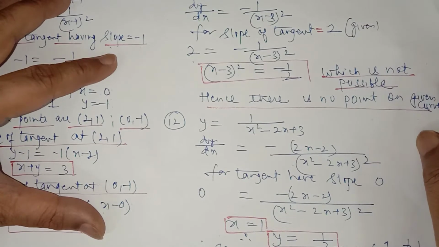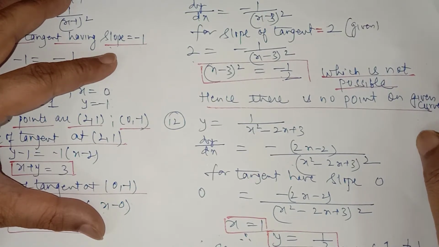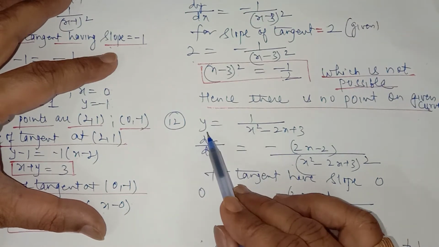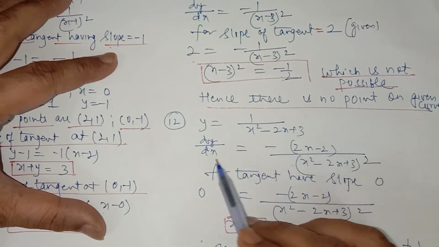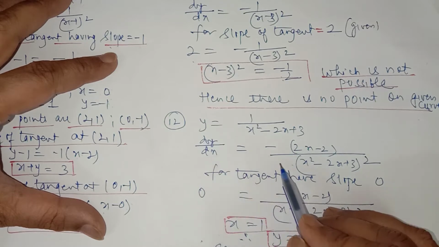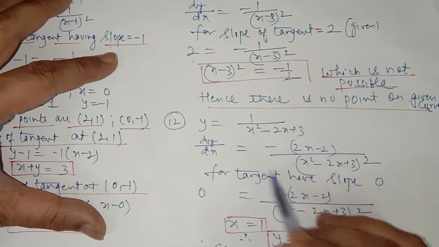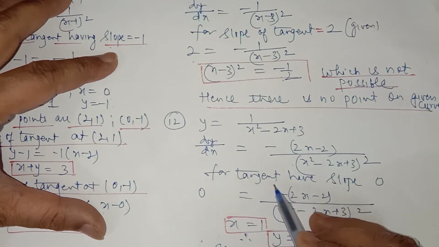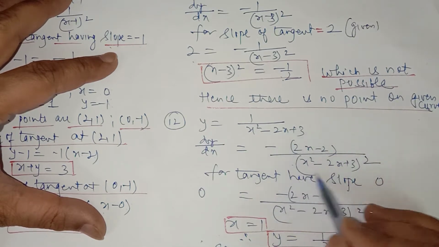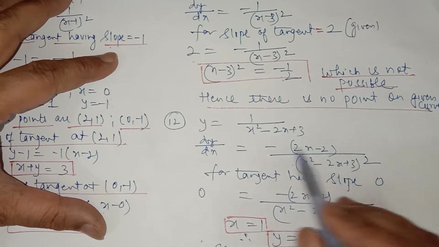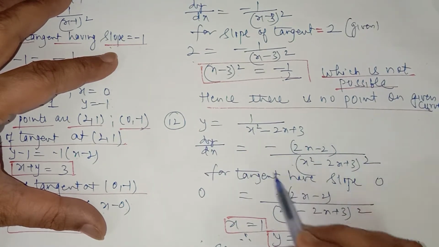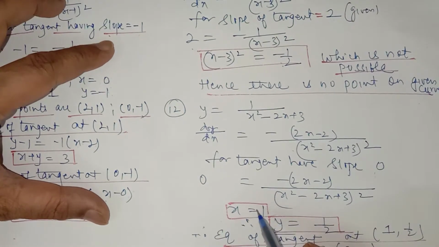Now in question number 12 it is given that the slope of the tangent is 0. You have to find the equation of the tangent. So the curve is given as 1 upon this. You find the derivative of this by using the quotient rule. For the tangent having the slope 0, put the derivative equal to 0, because differentiating this curve gives the slope of the tangent, and you'll get the value of x as 1.